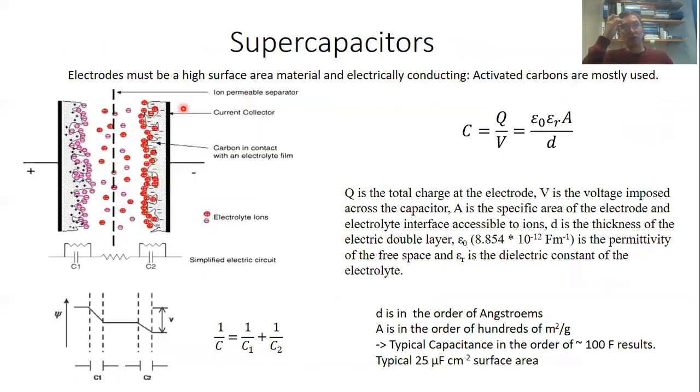Now, when we have a supercapacitor, then we have a type of capacitor that can store a lot more charges, therefore a lot more capacitance can be achieved. And for that reason, we can also store a lot more energy in a supercapacitor in comparison to an electrostatic capacitor.